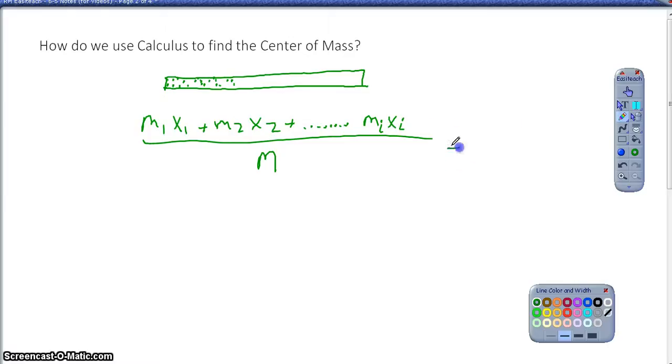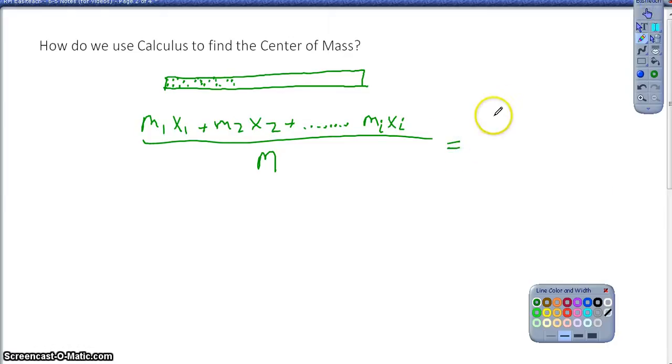Well, we're not, right, we're not. But what we are doing is finding the summation. So the numerator here is finding the summation of all of my m's, right? So it's finding the summation from m_i times x_i for every i from, again, 1 to whatever that number of particles we have, right? So we have the numerator here, which is that summation, and then divided by the total mass of the system.